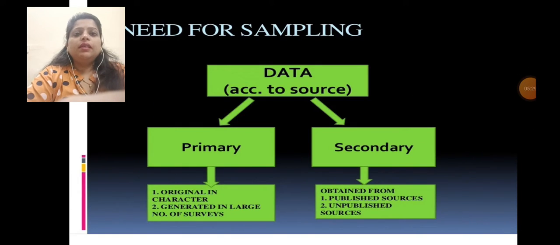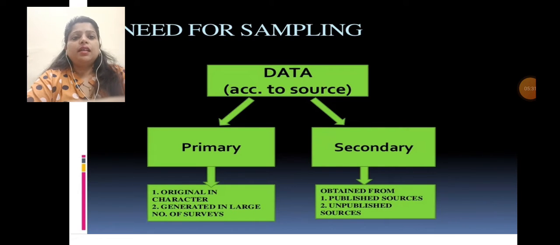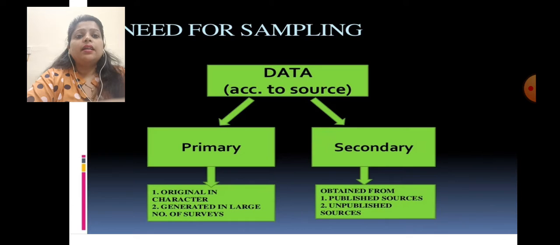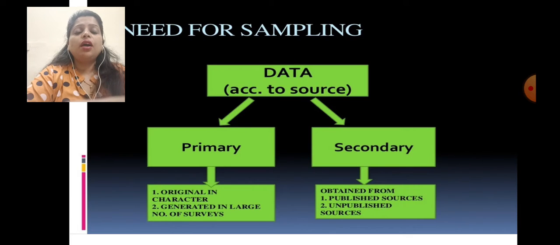So, the need for sampling. The data, as per the resources, are of two types. The first is primary and the second one is secondary. Primary data are original in character, whereas secondary data are obtained either from published or unpublished sources. Primary data are generated through a large number of surveys, whereas in the secondary case they are all from published or unpublished sources.